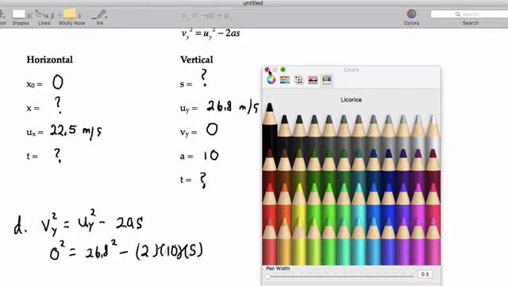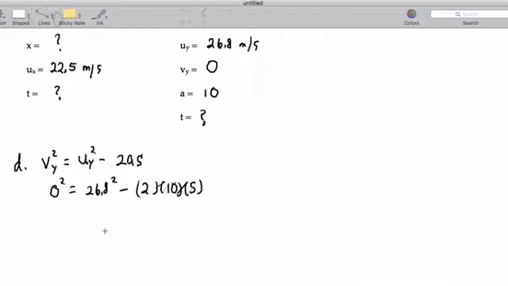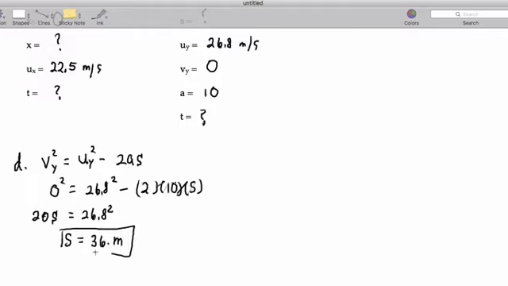2 times 10 times s. And that's going to give me 20 times s equals 26.8 squared. And when we simplify that, we're going to end up getting a height of about 36 meters when we finish. All right, so that's the height.